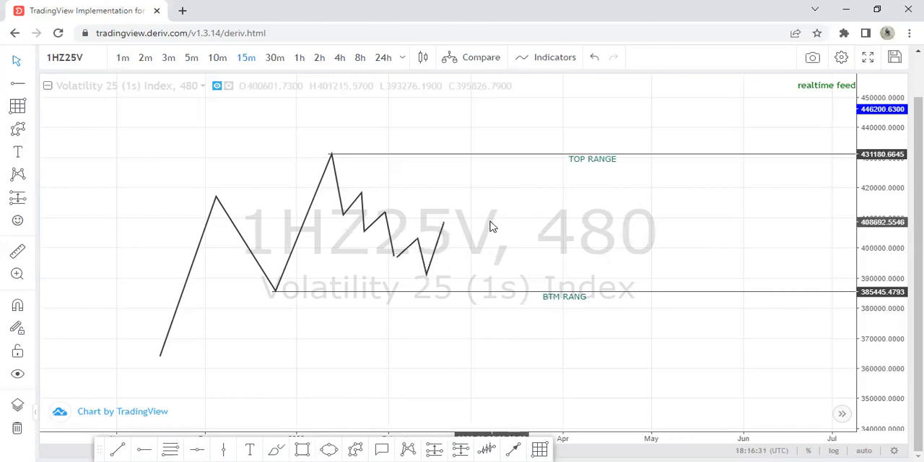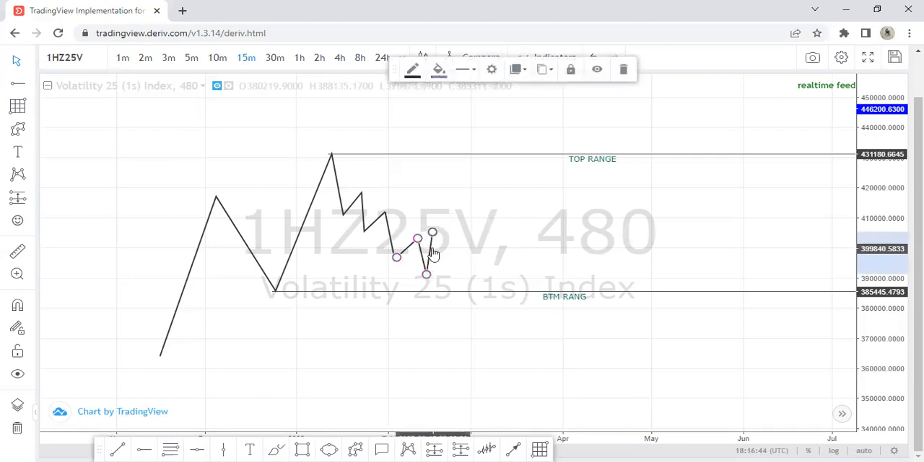This is what I'll be teaching in the next video, what is called displacement and inefficiency. You want to see price clearly break through that high, right? You're not looking for a wick, you're not looking for a tiny rejection or just a small wick.